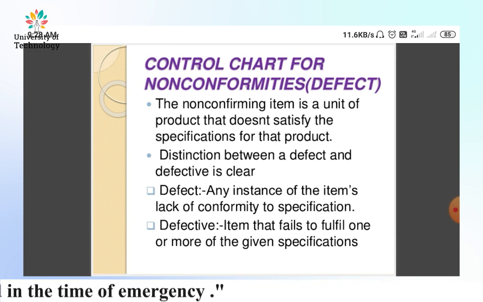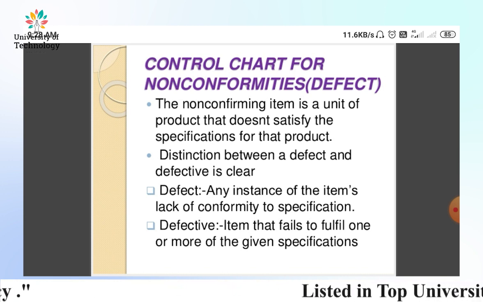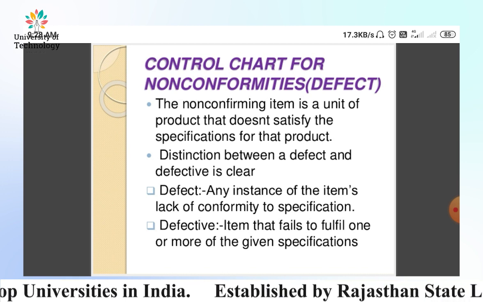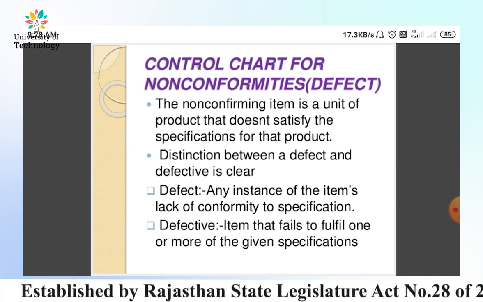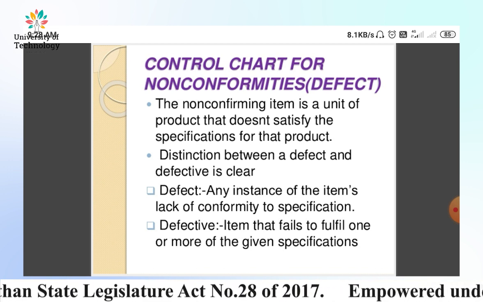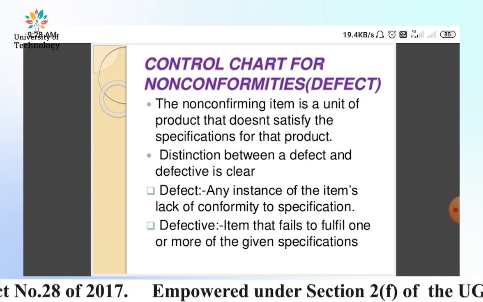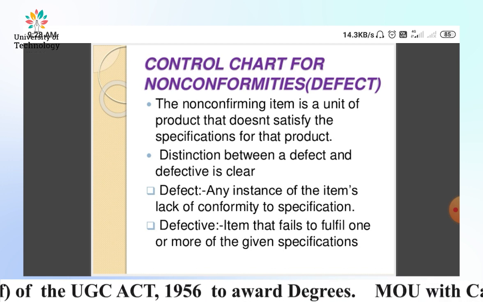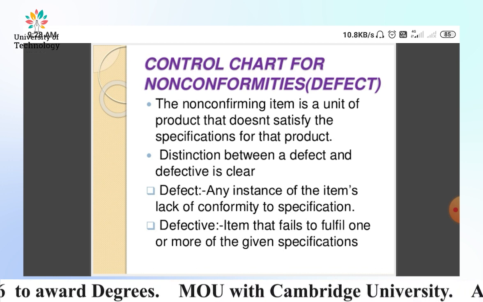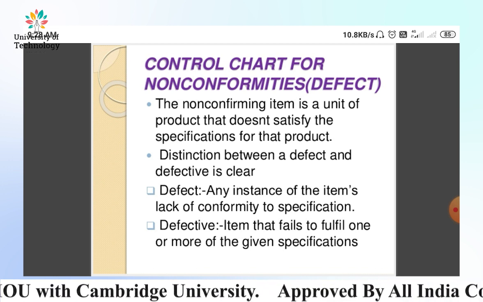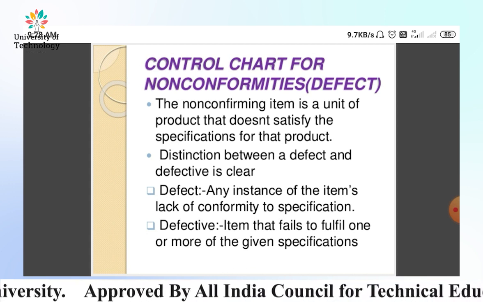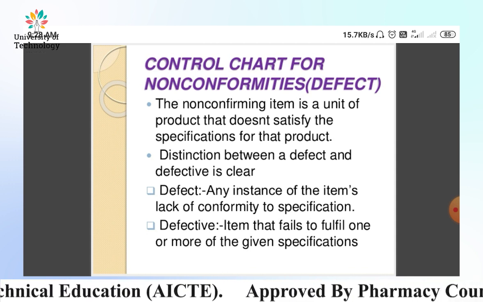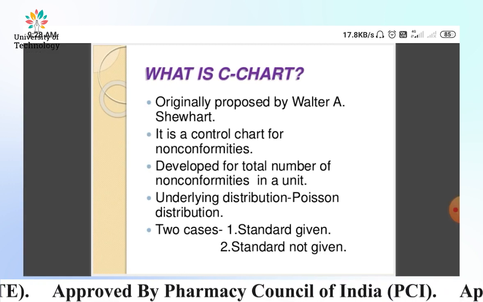Control charts for non-conformities, that is defects. A non-conforming item is a unit of product that does not satisfy the specifications of that product. The distinction between a defect and a defective is clear. A defect is any instance of the item's lack of conformity to specification, and a defective item is one that fails to fulfill one or more of the given specifications.